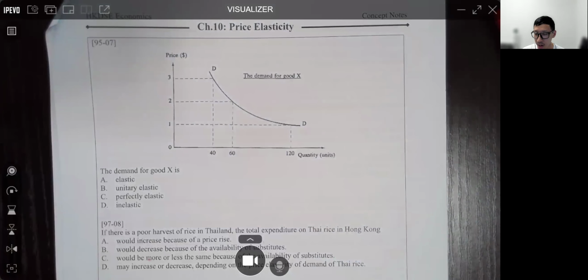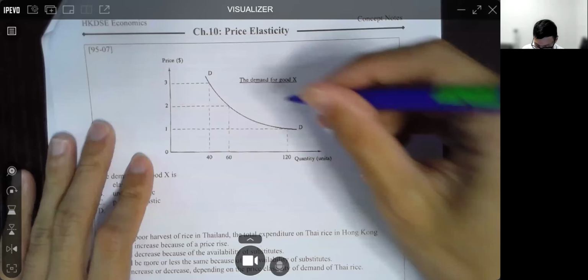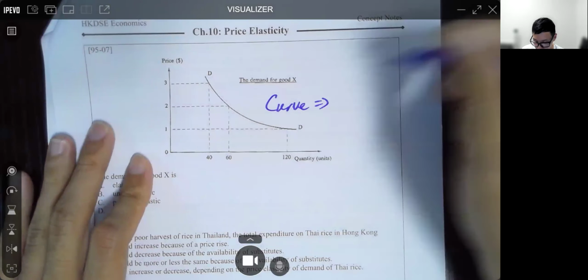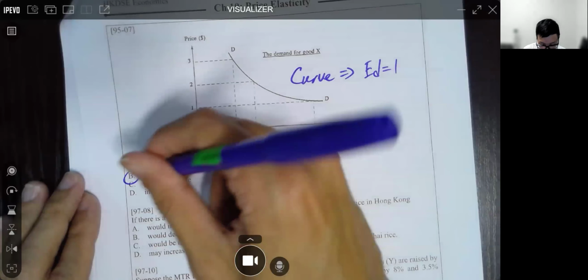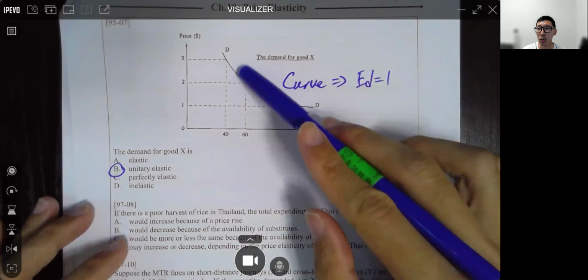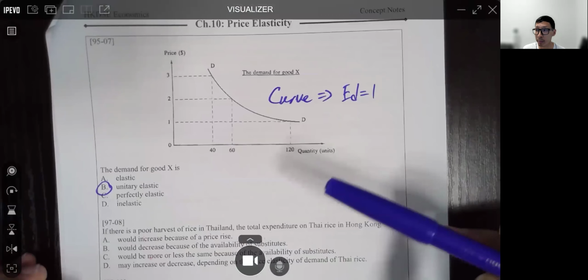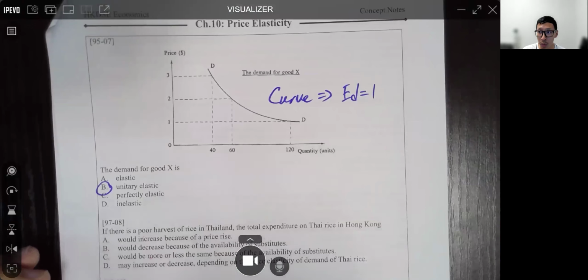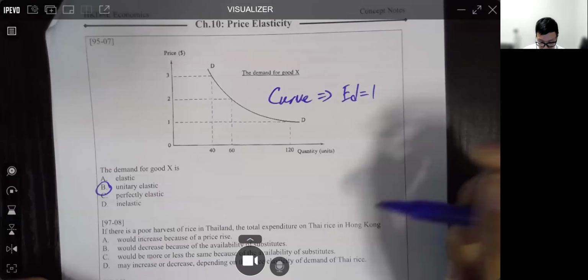Again, I have mentioned in our class, don't say, oh, this is a curve, then automatically ED equals 1, answer B. Don't do this. In the exam, graphs do not need to be drawn to scale, so do not treat it as automatically ED equals 1. You must check it. How do we check?